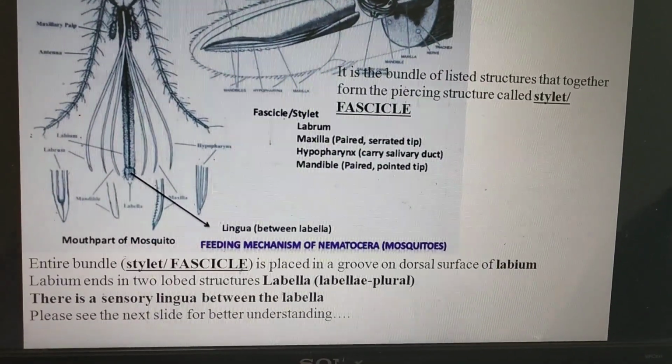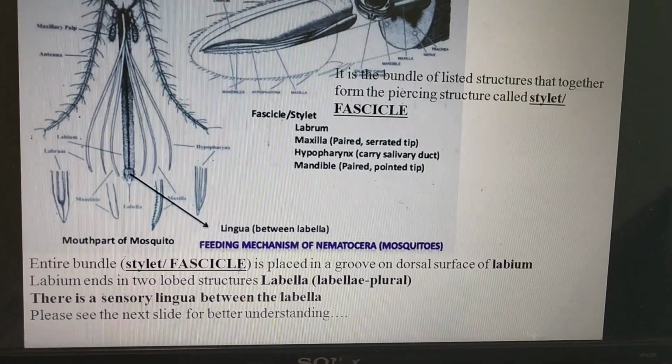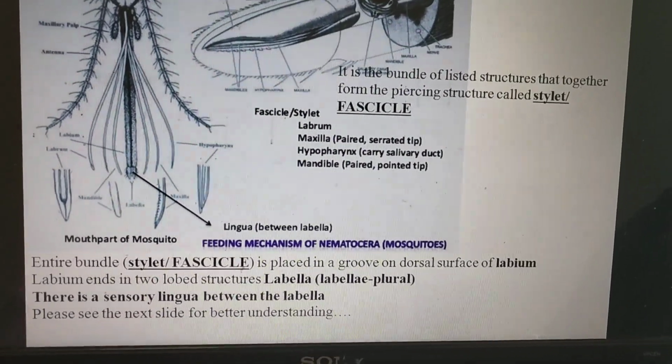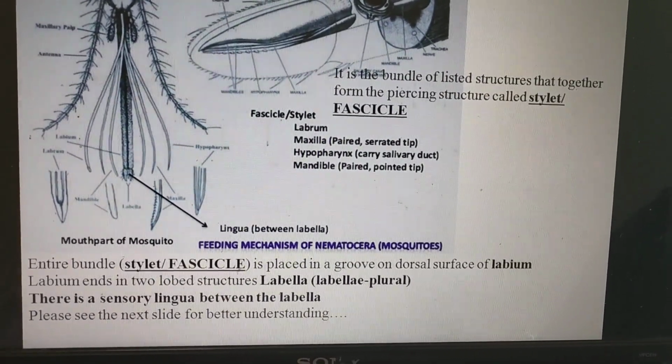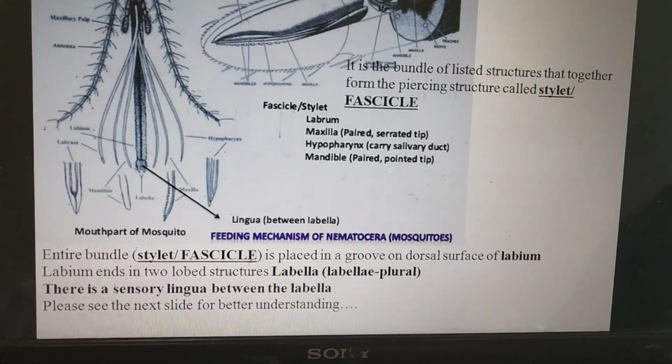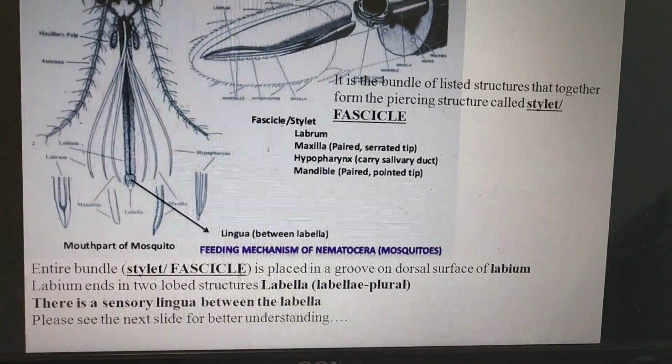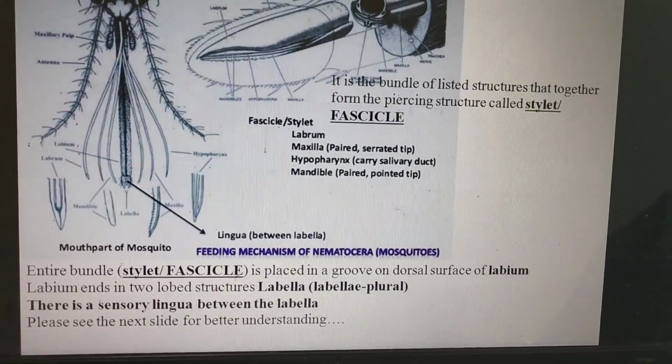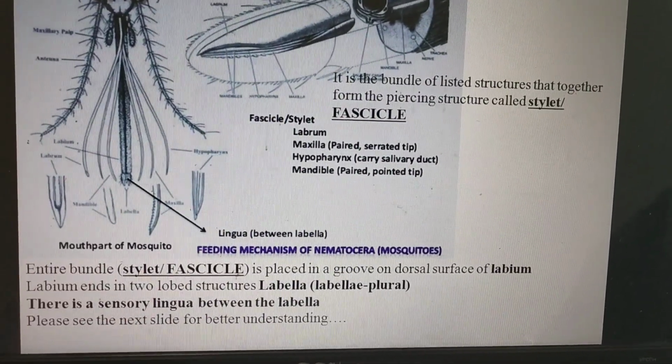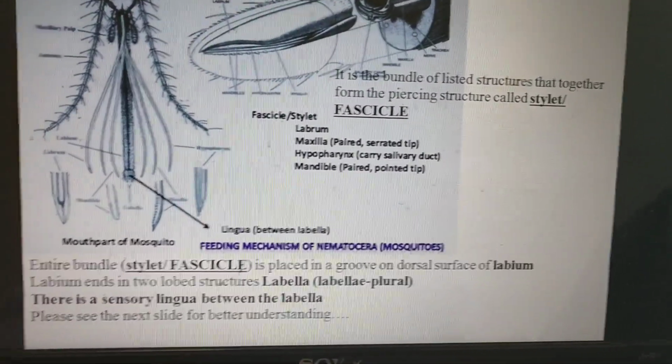Stylets, you have seen stylets which are used for pricking the finger to take out the blood. So that is called a stylet, a piercing structure. All the biting fascicle, or the stylet, is located in the dorsal groove.